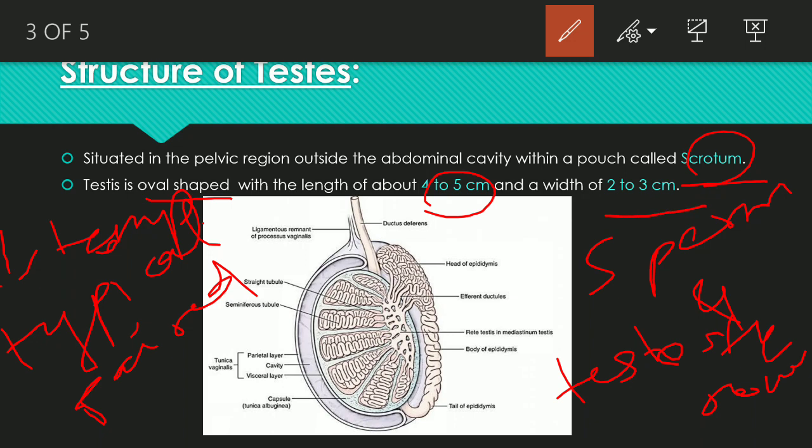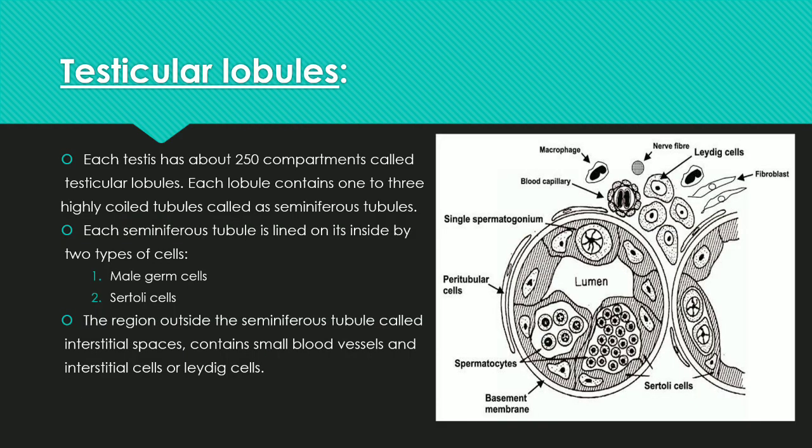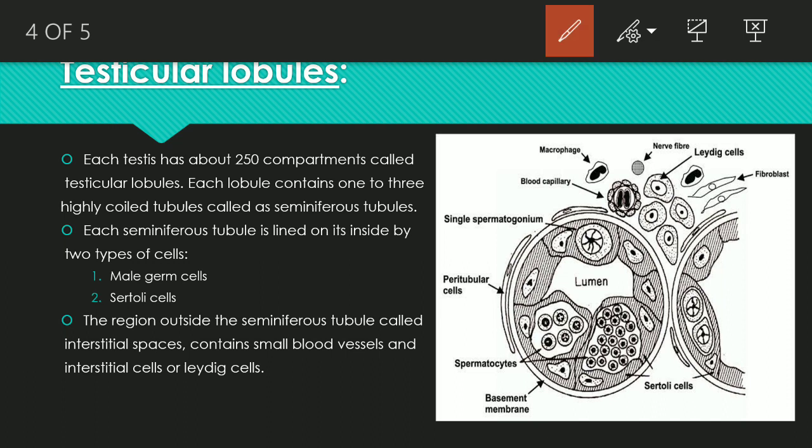2 to 3 cm. Each testis has about 250 compartments known as testicular lobules. These lobules contain 1 to 3 highly coiled tubules known as seminiferous tubules.